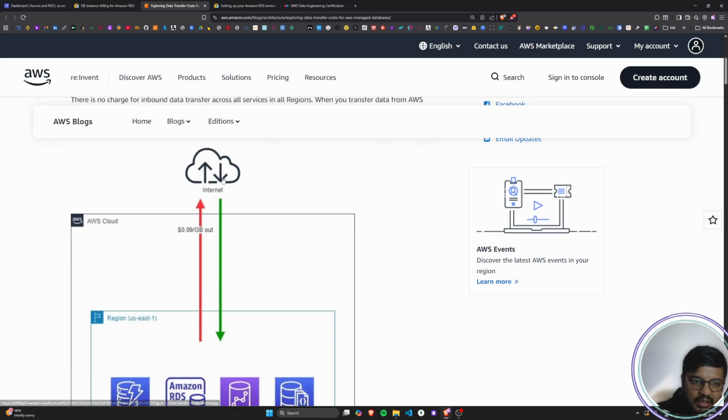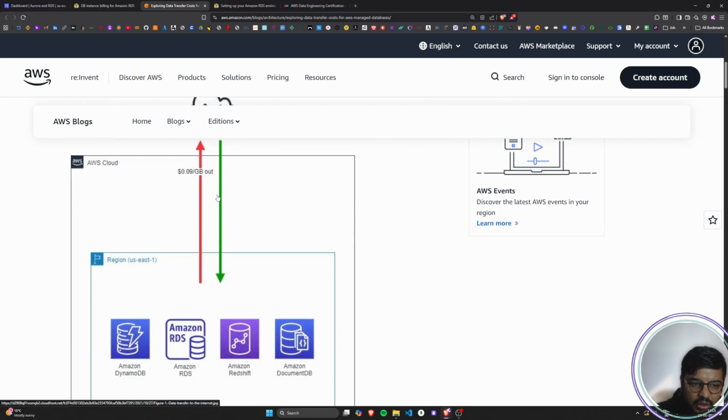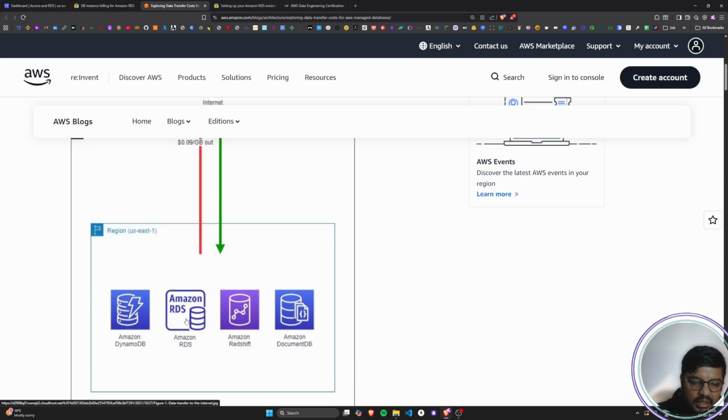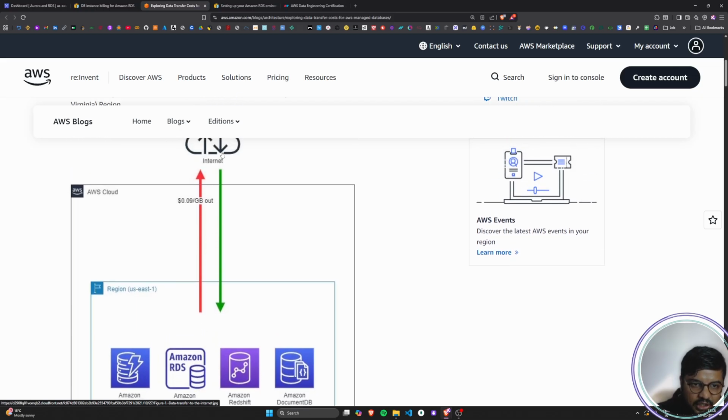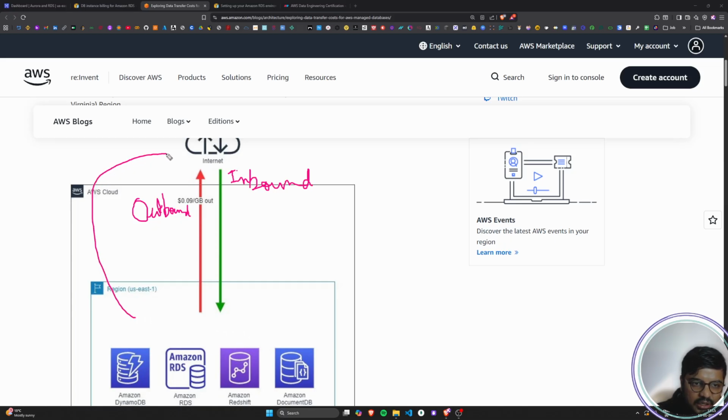So if I am getting data from the internet to my DB instances, this is basically an inbound transfer. You can say this is inbound, and this is outbound, meaning from our instances we are transferring the data to the internet.